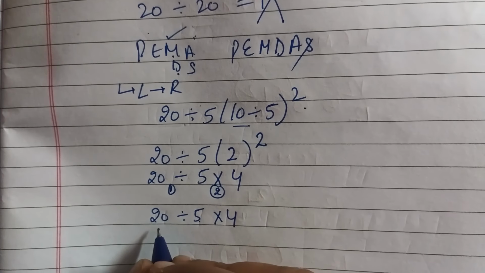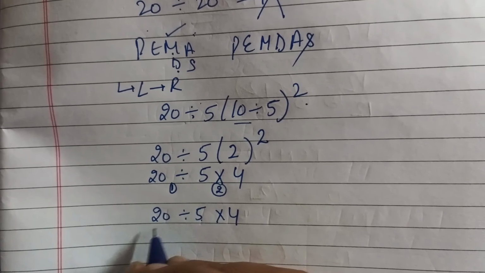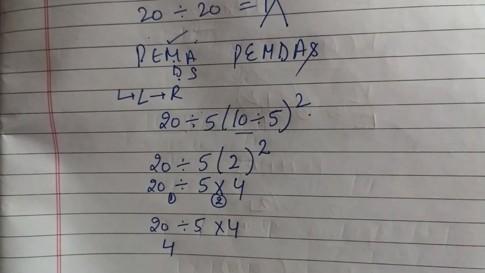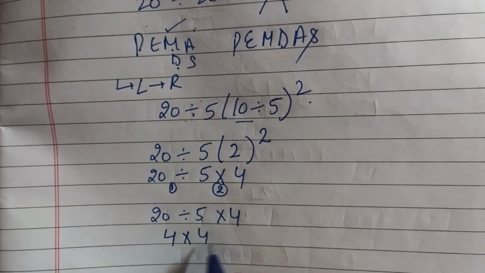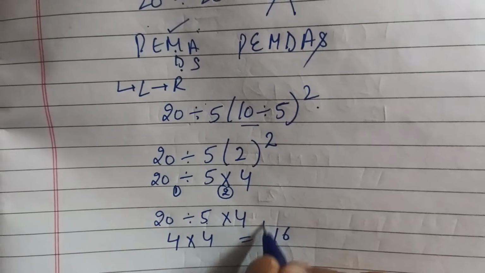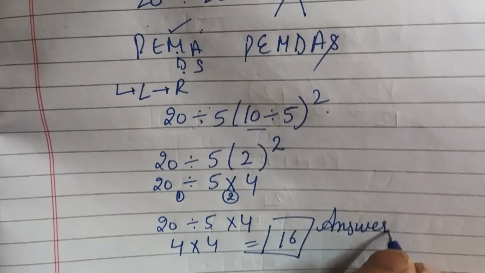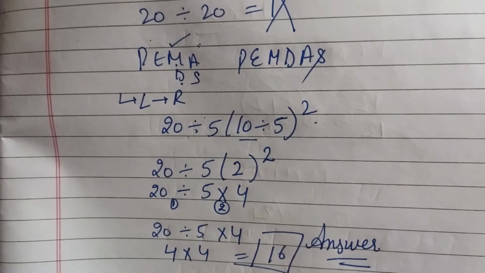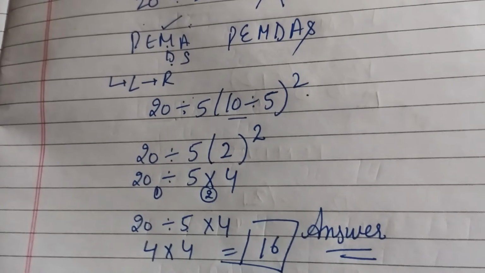Now 20 divided by 5 is 4, times 4, which means 4 times 4 is 16. So 16 is our correct answer. Right? Always follow the rule of PEMDAS to solve these type of questions.